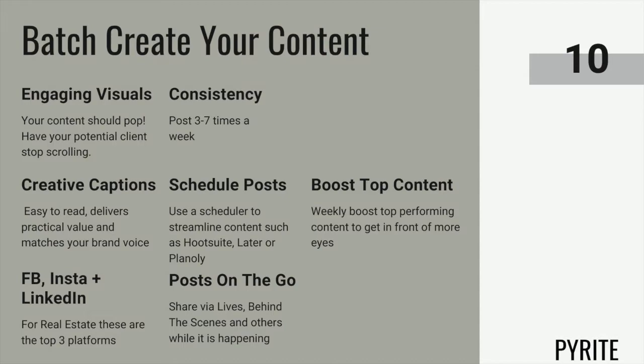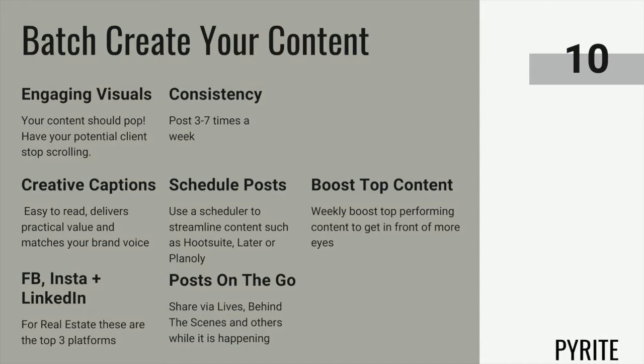We want to have creative captions, something that's easy to read, delivers practical value, and matches your brand voice. We're going to post on Facebook, Instagram, and LinkedIn, because those are the top 3 platforms for real estate. We want to be consistent, and this is so key. Algorithms love consistency, and they're going to put your post in front of more people's eyes.